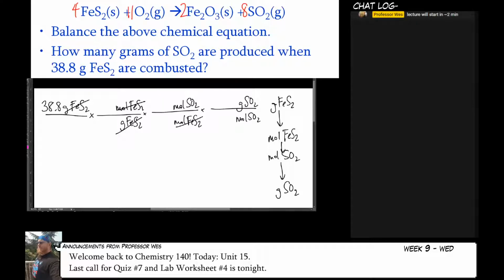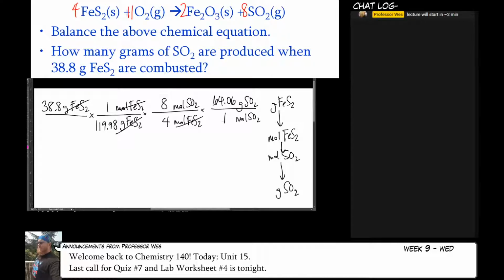So the molar mass of FeS2 is 119.98 grams per mole. The ratio between FeS2 and SO2 is 4 to 8, using the balanced equation up there at the top. And then the number of grams of SO2 per mole is 64.06.